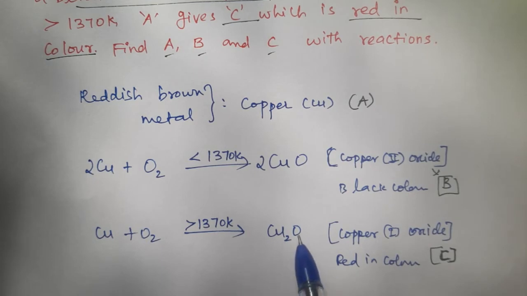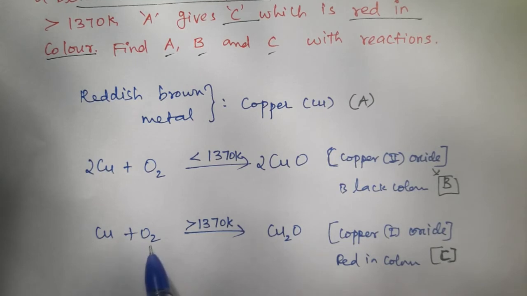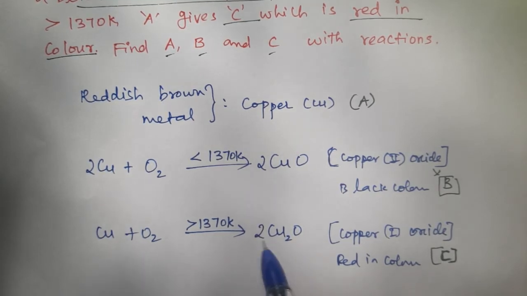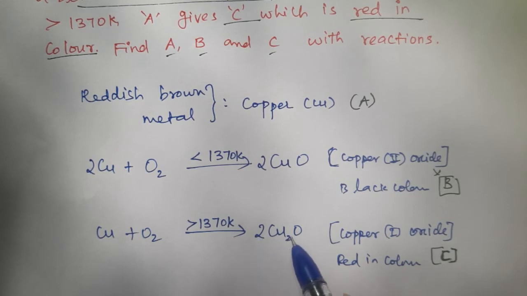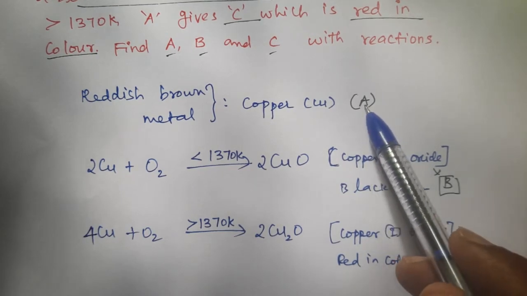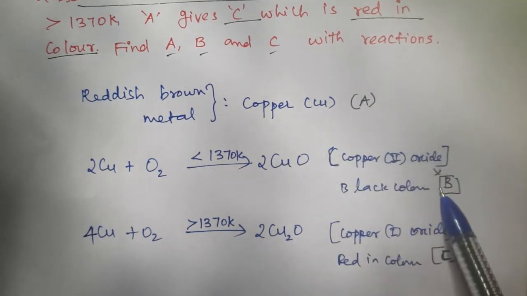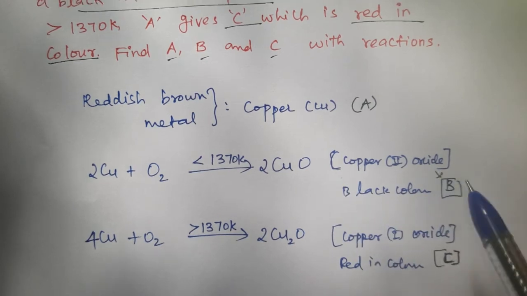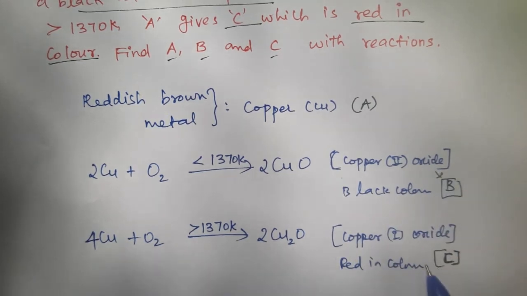Here only one oxygen is there, here 2 oxygen. So to balance we can use 2. Now 2 2s are 4, so 4 copper came here. So we can use 4 here. So A is copper, B is copper 2 oxide, C is copper 1 oxide.